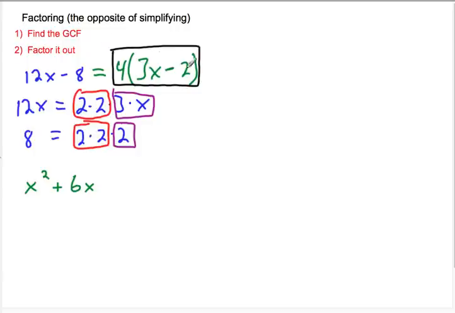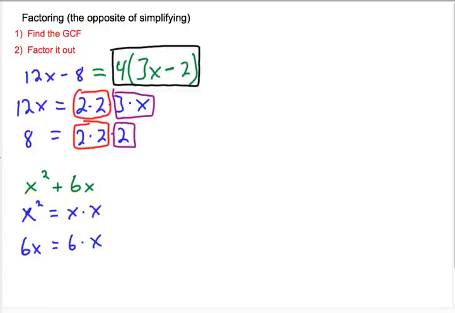So the black rectangle here, that is the correct answer: 4 times the quantity 3x minus 2. Okay, don't worry, we'll do some more examples here. We have x squared plus 6x as the new example. I'm going to find the greatest common factor. So x squared is x times x, and 6x is equal to 6 times x.